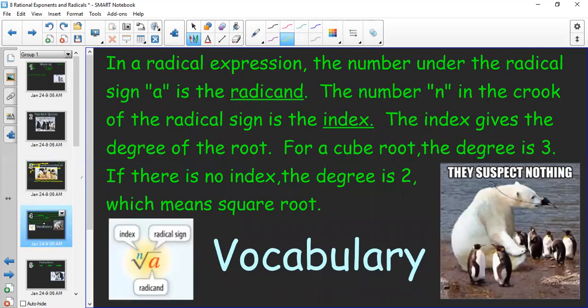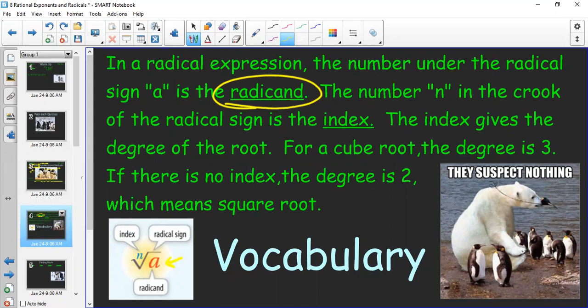Okay, so a radical expression means that there is some kind of root. You guys are used to seeing square roots, but square root is not the only kind of root. We also have a cube root and a fourth root, and it could keep going on forever. The number under the radical sign, the number under the root, is called the radicand. You can see it in the picture right here. That A is the radicand.